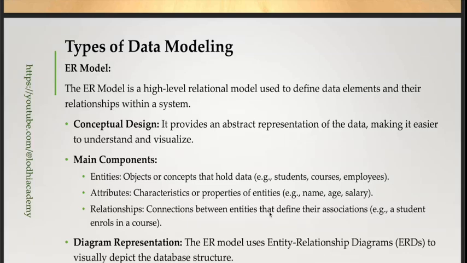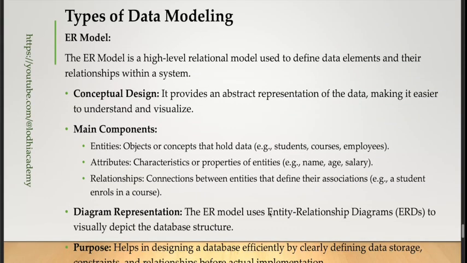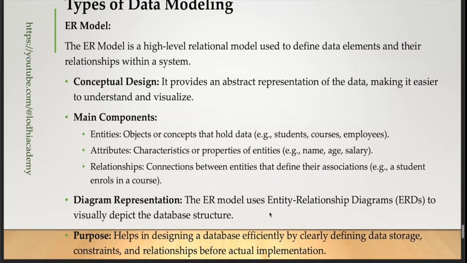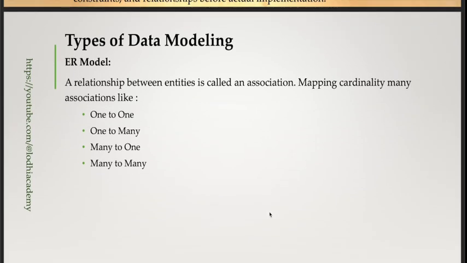ER model, a high-level relational model called the Entity Relationship Model (ER model) is used to specify the data pieces and relationships between the entities in a system. This conceptual design gives us an easier to understand perspective on the facts. An entity relationship diagram, which is made up of entities, attributes, and relationships, is used in this model to depict the whole database. A relationship between entities is called an association. Mapping cardinality, many associations like one to one, one to many, many to one, many to many.